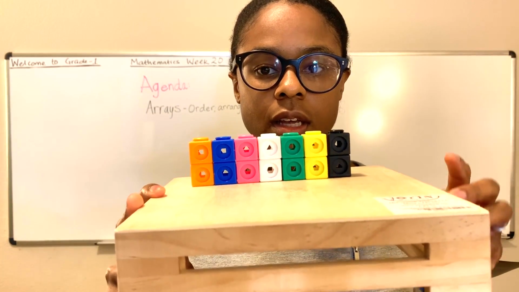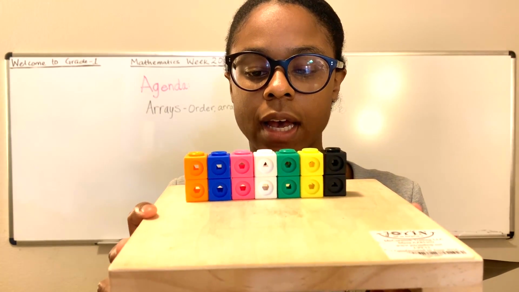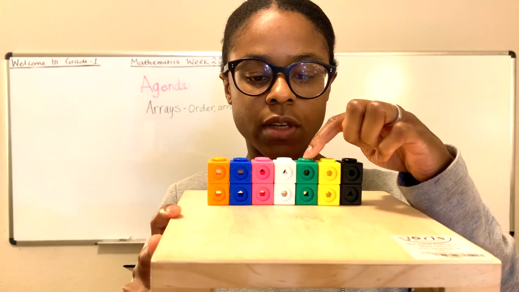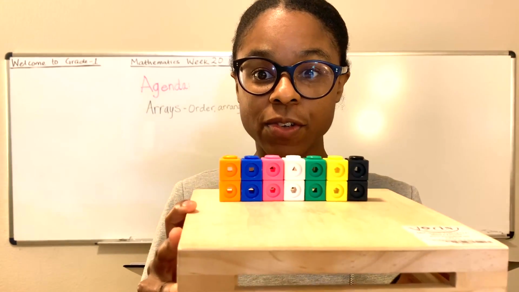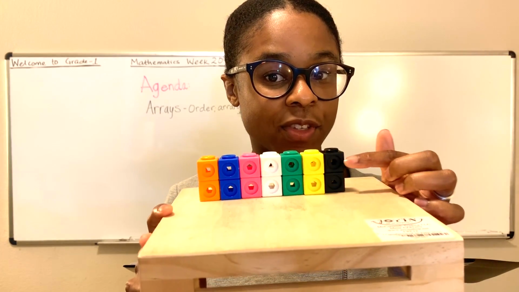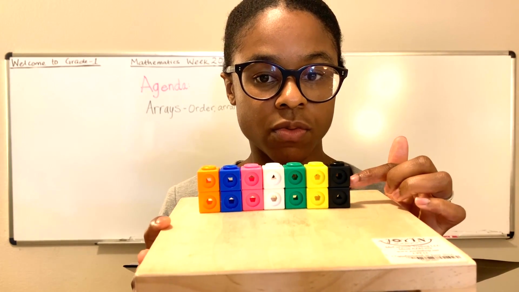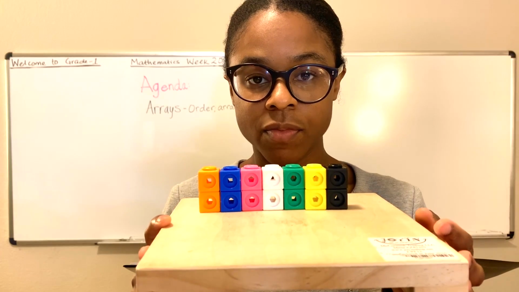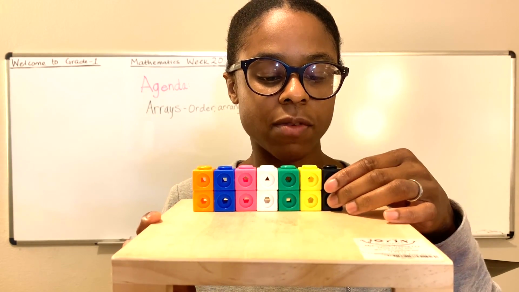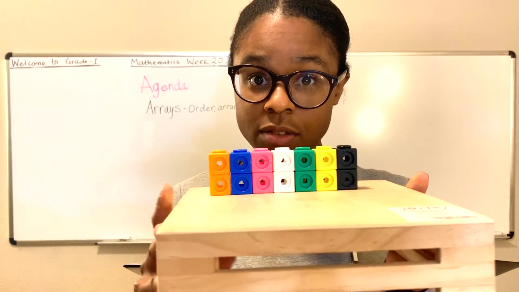So this, boys and girls, is a set of cubes, and there are several groups. There's one group, 2, 3, 4, 5, 6, 7 groups. How many cubes are in each group? 1, 2. So this would be written as 2 times 7, or you could say 7 times 2. You would write it as 2 times 7 because here are 2 cubes and there's 7 groups. Would you agree? 2 times 7?